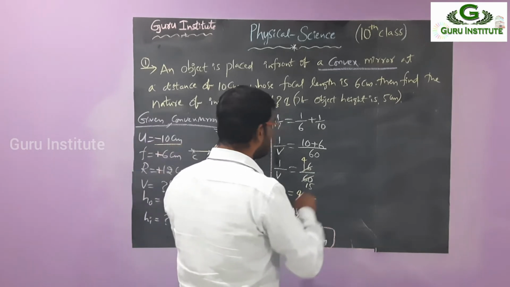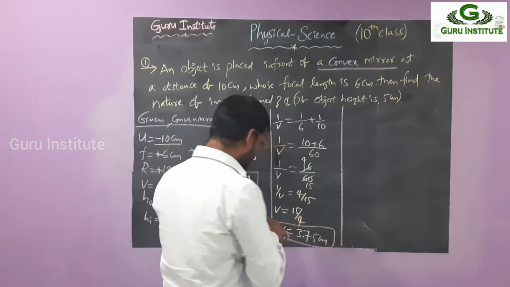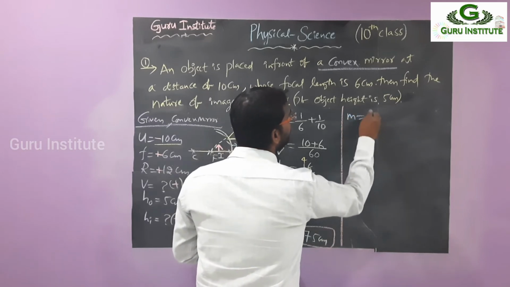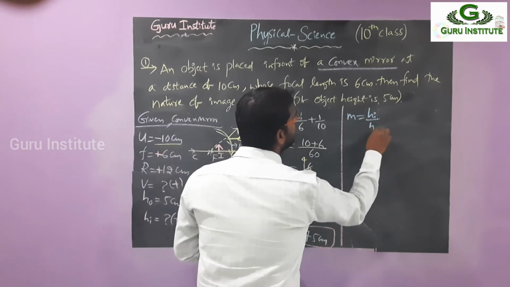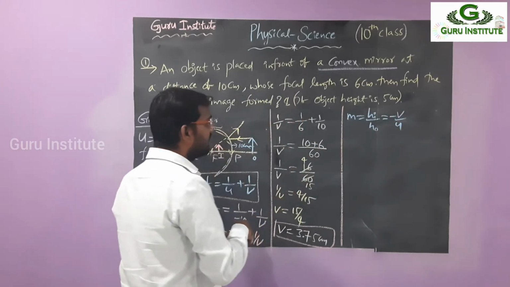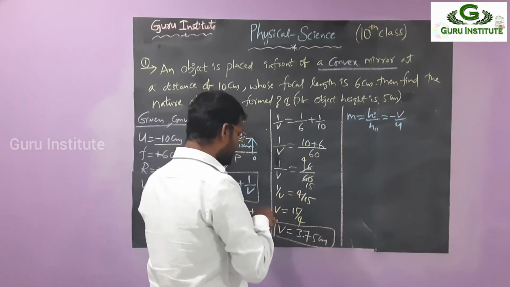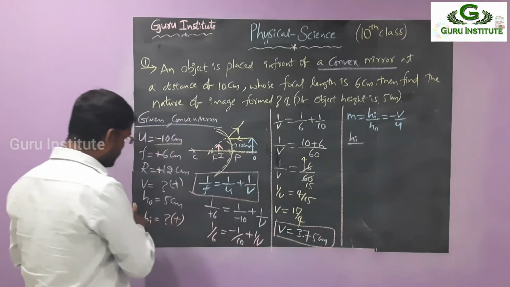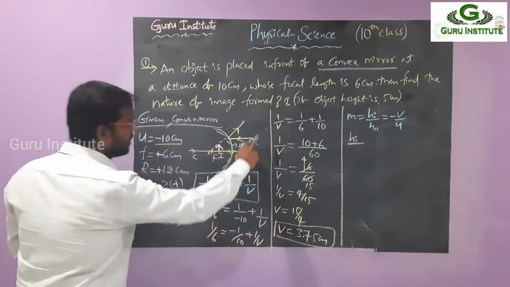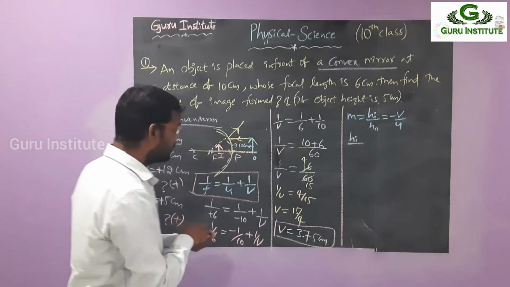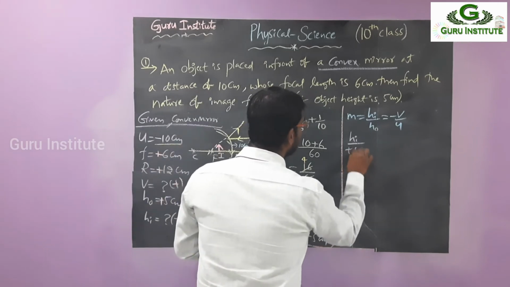Size means what? Magnification. Again, the same formula you have to write here. Magnification m is equal to hi by h naught, and that is equal to minus v by u. So apply this. Where is hi? Hi should be hi only, we don't know it. H naught is how much? This is H naught, above the principal axis only. Above the principal axis means this is positive, so H naught is equal to plus 5.